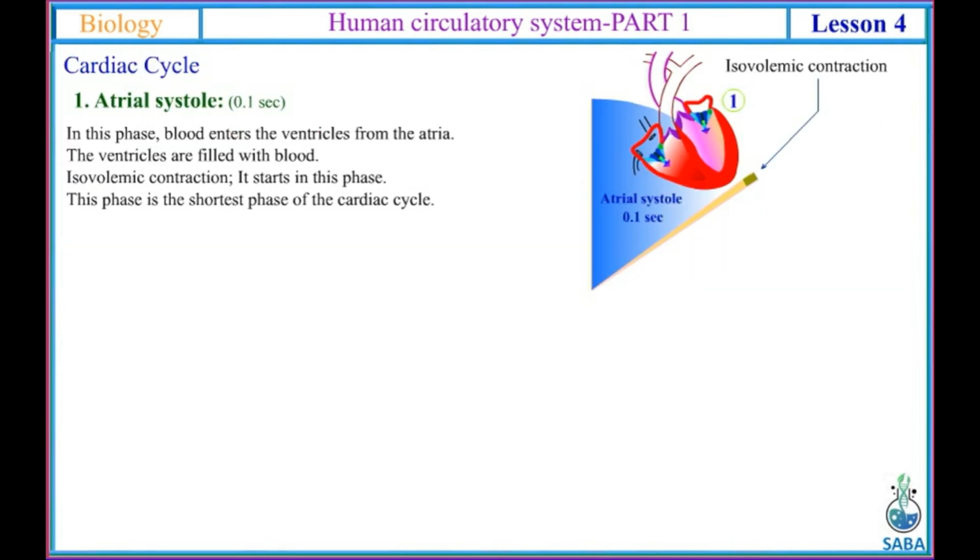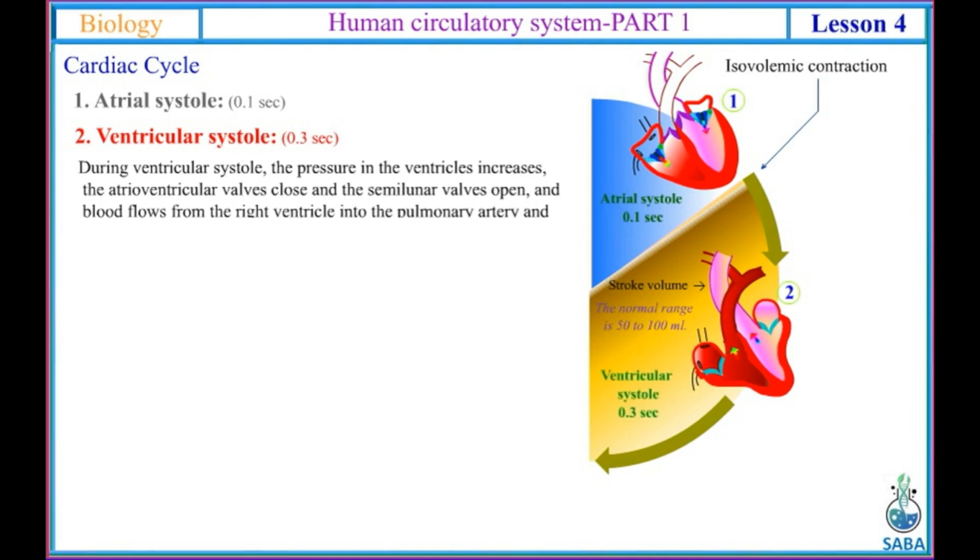Cardiac cycle. Atrial systole. This takes 0.1 second. In this phase, blood enters the ventricles from the atria. The ventricles are filled with blood. Isovolumic contraction starts in this phase. This phase is the shortest phase of the cardiac cycle.